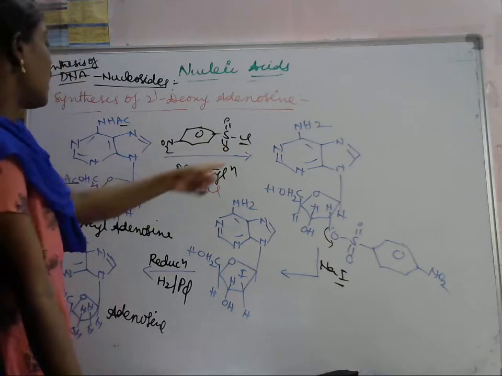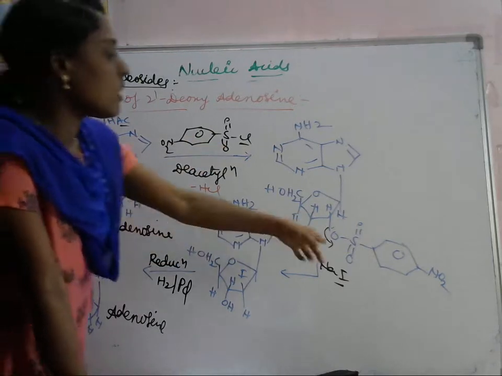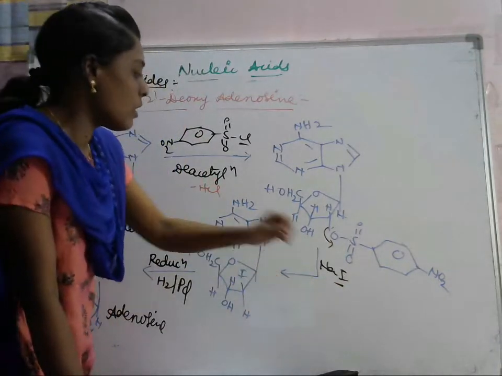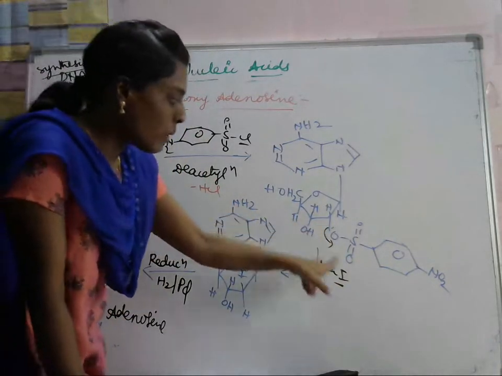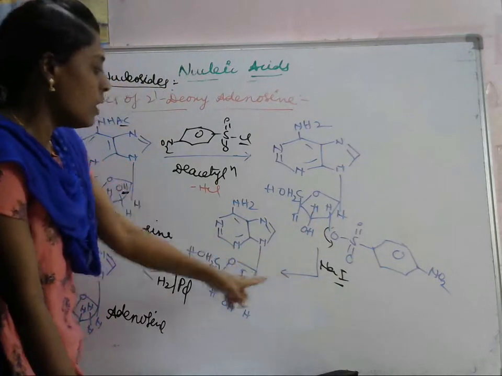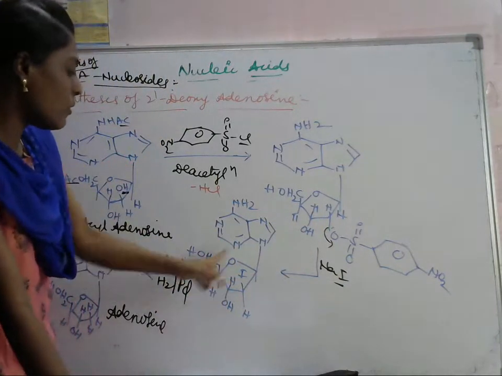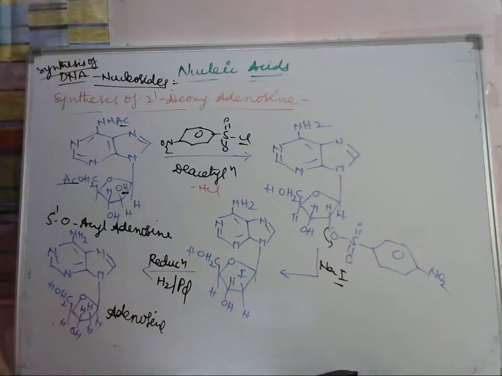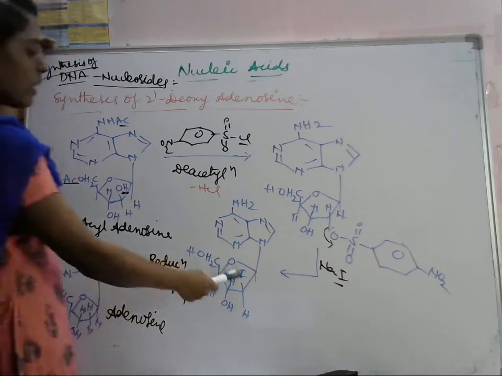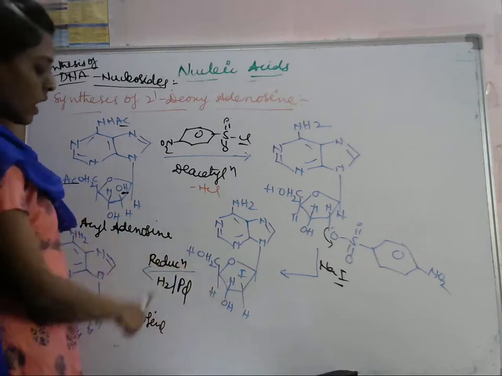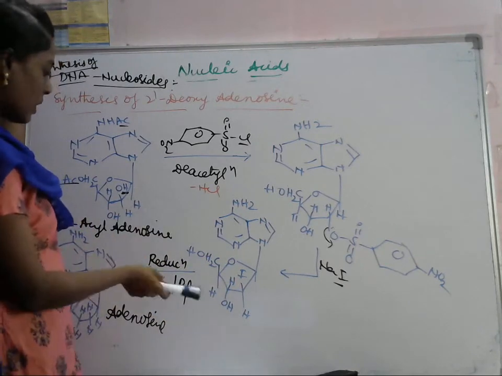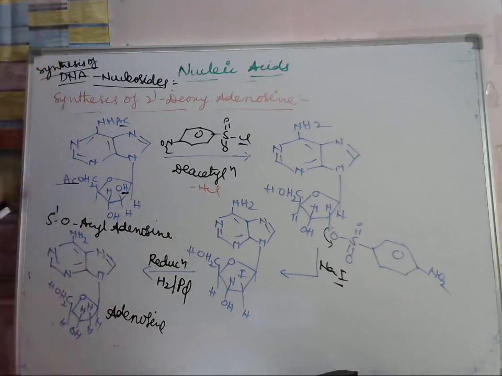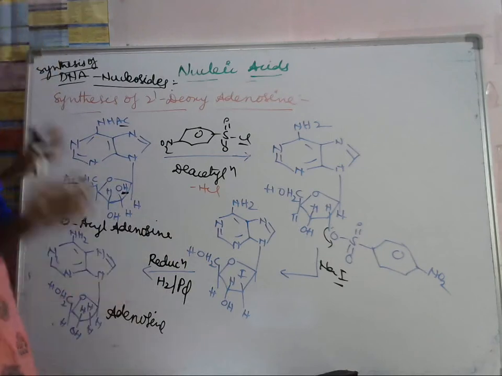So this Cl and this H will be removed and a bond is formed between this one. If it is treated with sodium iodide, what will happen here? This bond will be removed and iodide will be added here. Okay. So if you do the reduction with H2 in the presence of palladium, here iodide will be removed and H will be added. So we got this adenosine. Okay. Let's see, this is the adenosine.